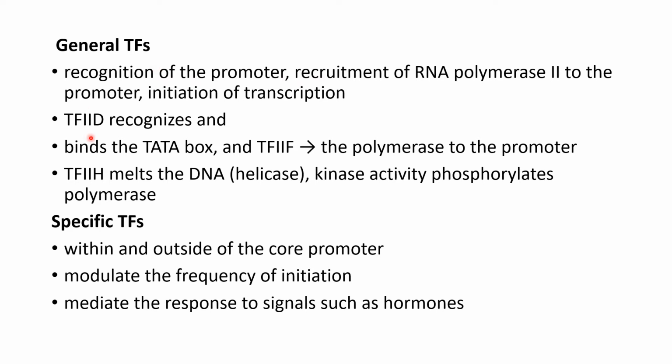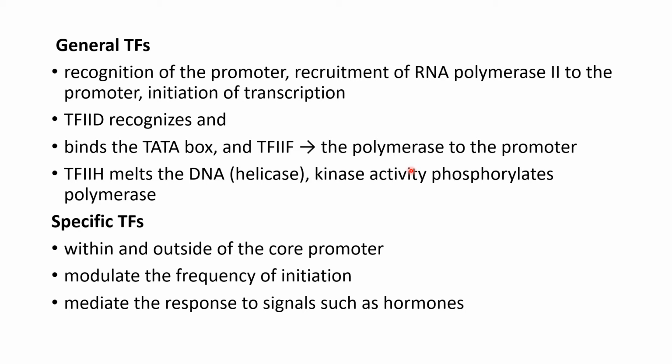One example of a general transcription factor is TFIID, transcriptional factor 2D. This transcriptional factor recognizes its specific promoter region and binds to the TATA box. This is specific for the TATA box. After the binding of the TATA binding protein, the general transcription factor TFIID binds to the TATA binding protein. And it is also responsible for the recruitment of other factors like TFIIF, TFIIH.